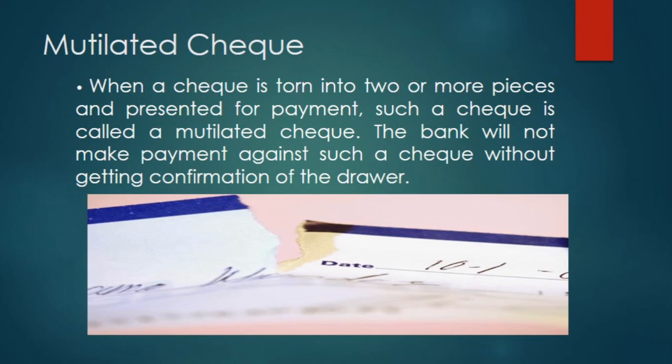The next is mutilated check. If a check is torn into 2 or more pieces, such a check is known as a mutilated check. Such a check is usually not accepted by any bank. In some special circumstances, after confirmation from the payer, the money may be credited to the payee's account, and such a decision is left at the discretion of the bank.